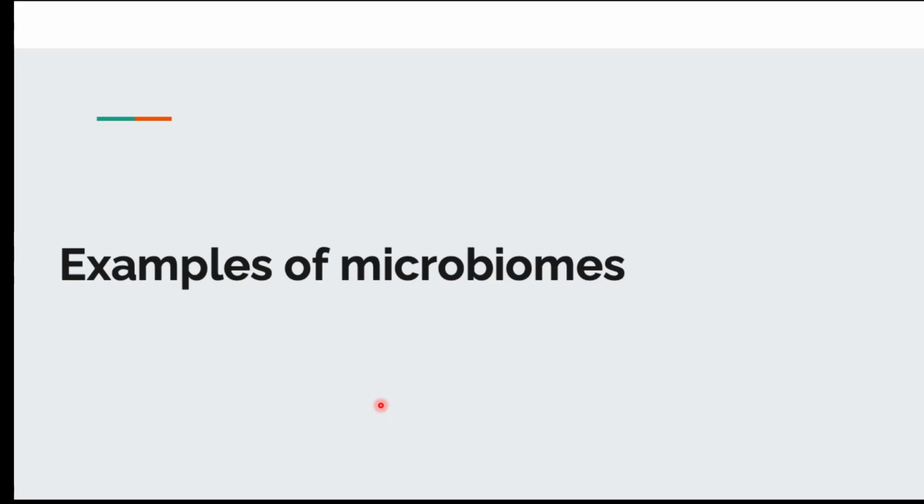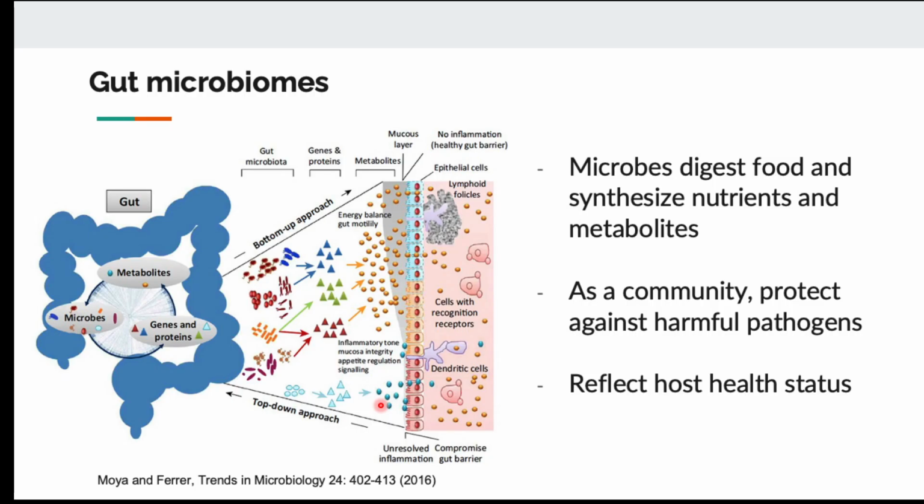So let's look at some example of microbiome where we want to perform metagenomic analysis. The most popular one is probably the gut microbiome. And we start to appreciate more and more that in our body, we have more bacterial cells than our cells actually, and they are synergized with our body. They can digest food, and then they can produce nutrients and metabolites that our body can absorb. So it's a win-win situation.